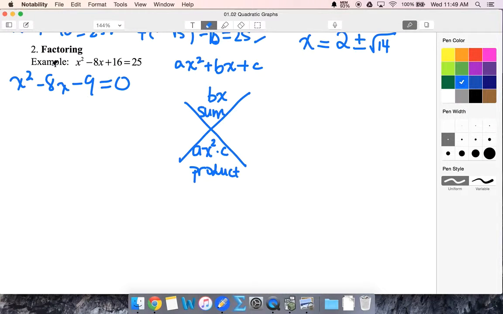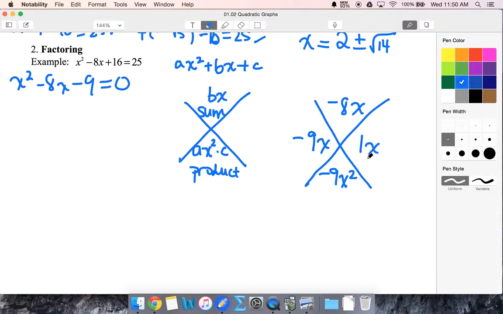So if we look at our specific example here, then my bx value is negative 8x. My product of ax squared times c, well, that's 1x squared times negative 9, so negative 9x squared. So I want terms here that are going to add up to give me negative 8x, and multiply to give me negative 9x squared. Well, that's negative 9x and positive 1x. There's always going to be an x here because I have to have like terms in order to add them.